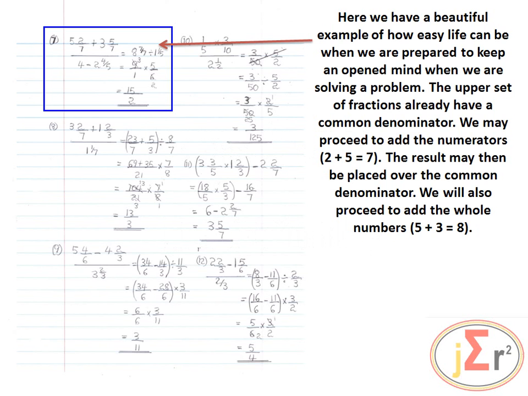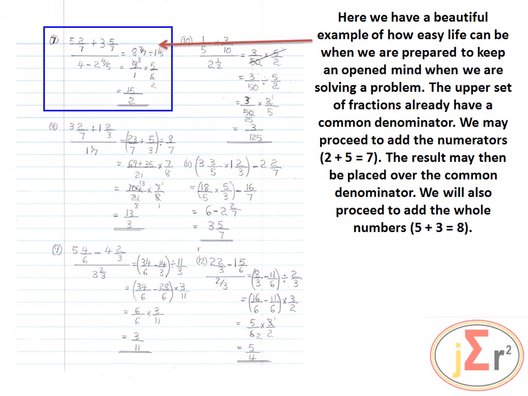So there we have our first problem. Here we have a beautiful example of how easy life can be when we are prepared to keep an open mind when we are solving a problem. The upper set of fractions already have common denominators. We may proceed to add the numerators like we normally do when we have common denominators. The result may then be placed over the common denominator.